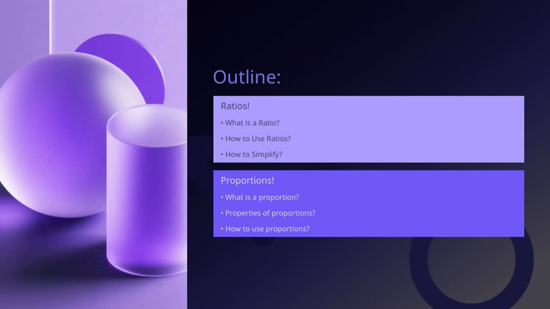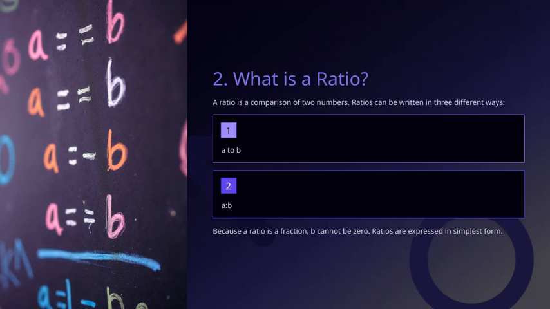Throughout this presentation, keep in mind that both ratios and proportions are fundamental tools for comparing quantities and solving problems efficiently. They help us see the bigger picture and make informed decisions. So let's talk about what a ratio really is. Essentially, a ratio is just a way to compare two numbers. It shows us how much of one thing there is compared to another.